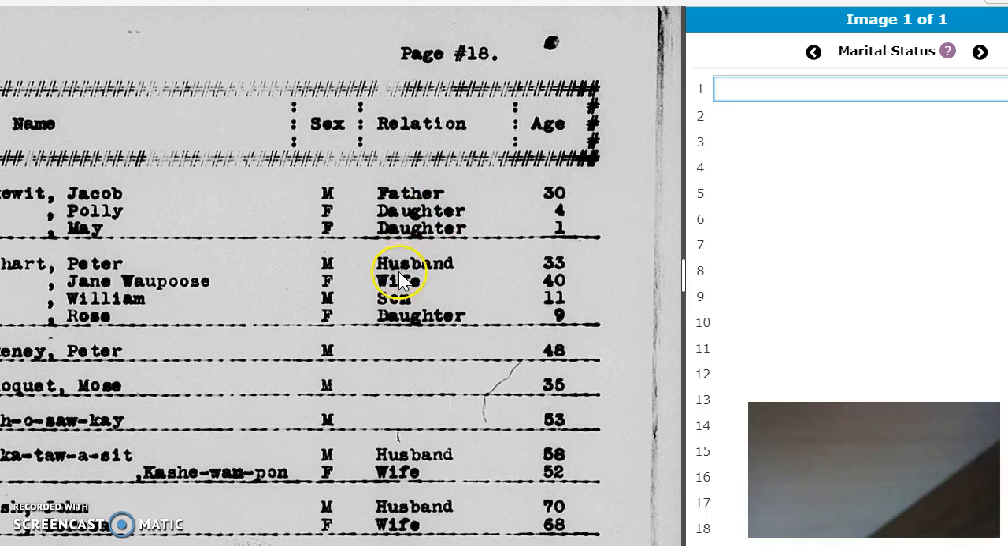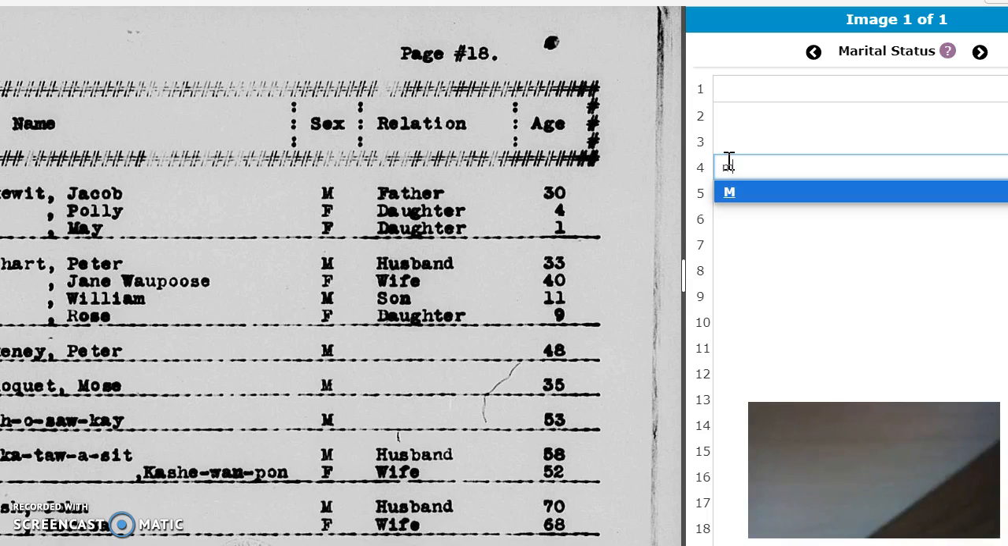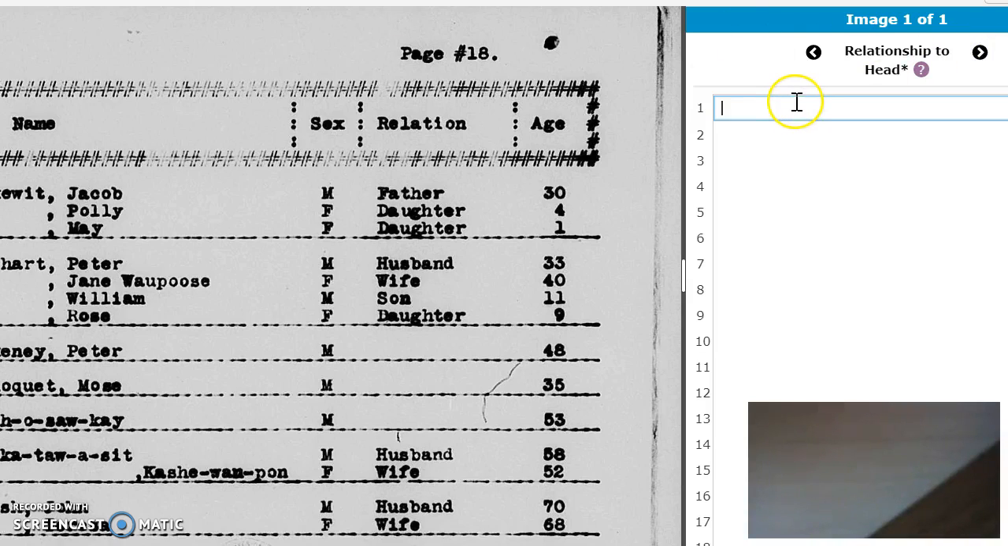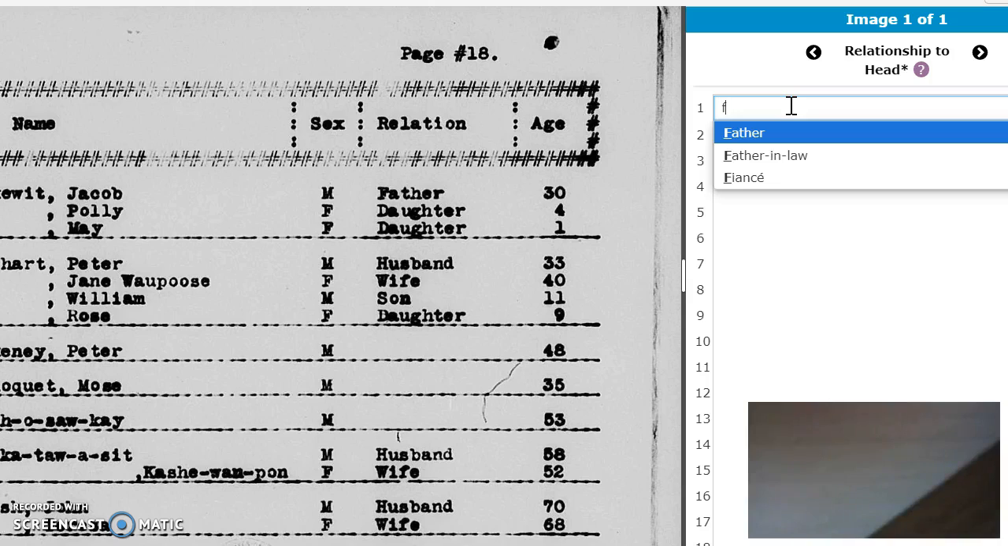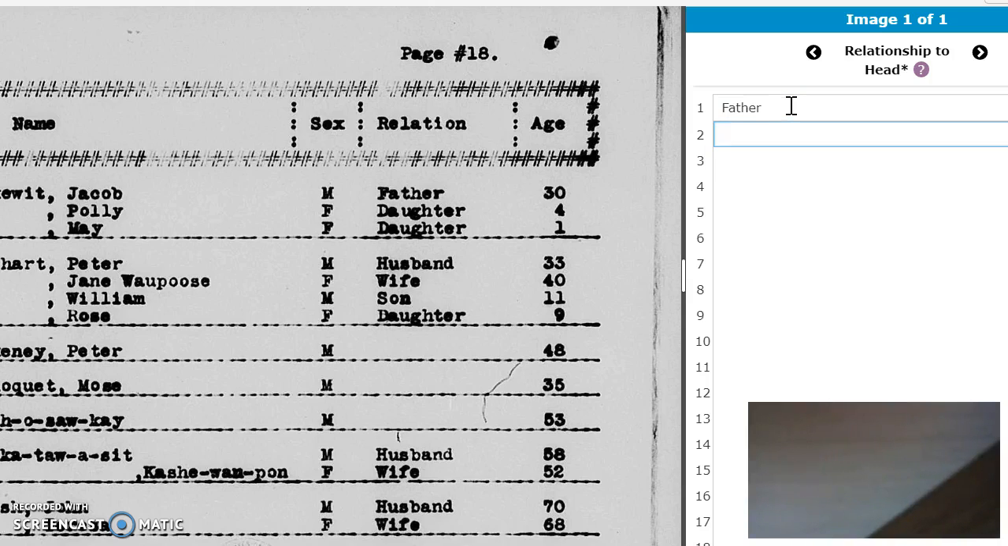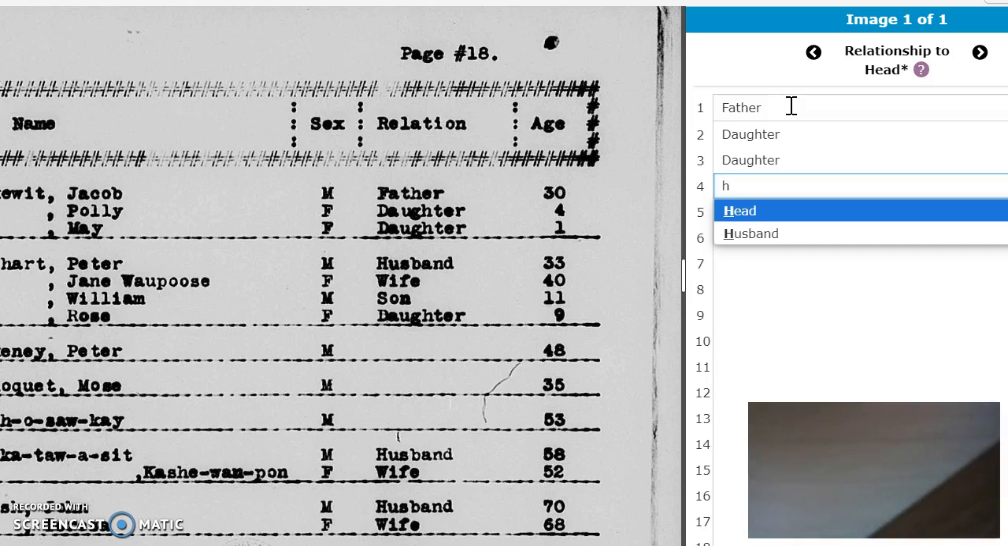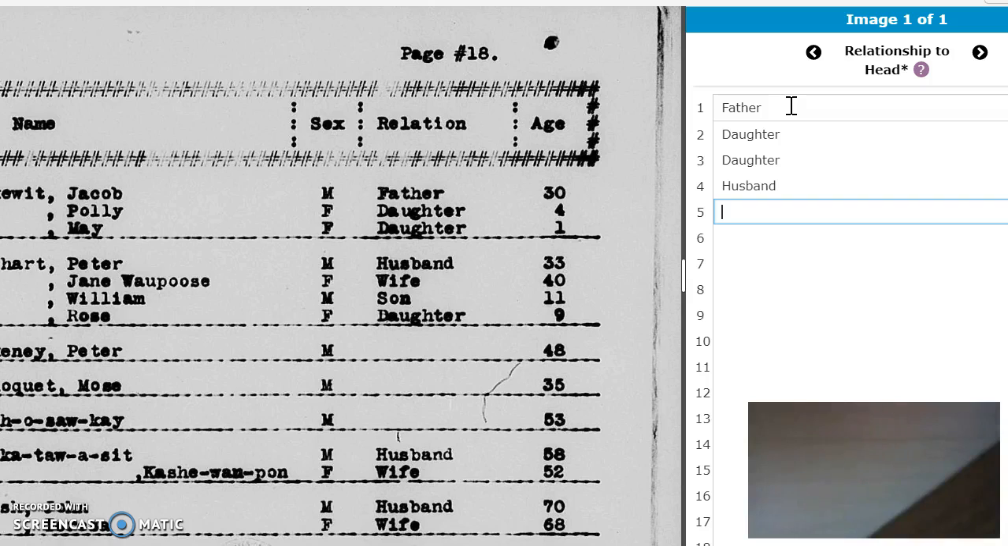When you come down to record 4 and 5, you could say they're married because they're husband and wife. So let's see what happens when I type M. Let's see what happens if I wanted to type an S. So that column is behaving. I'll clear that out. Relationship to head. Father, daughter, daughter. That one's behaving.